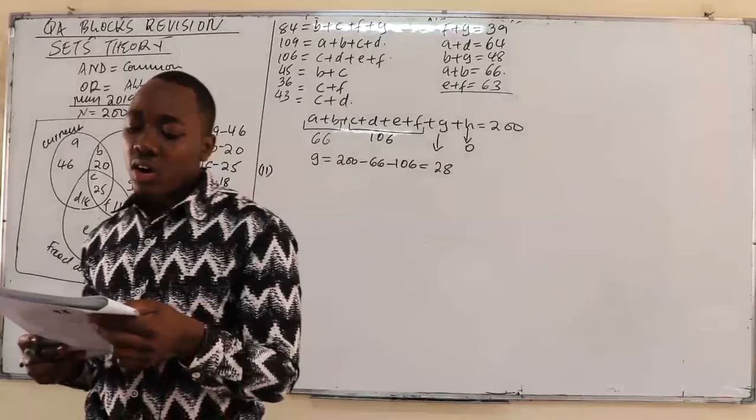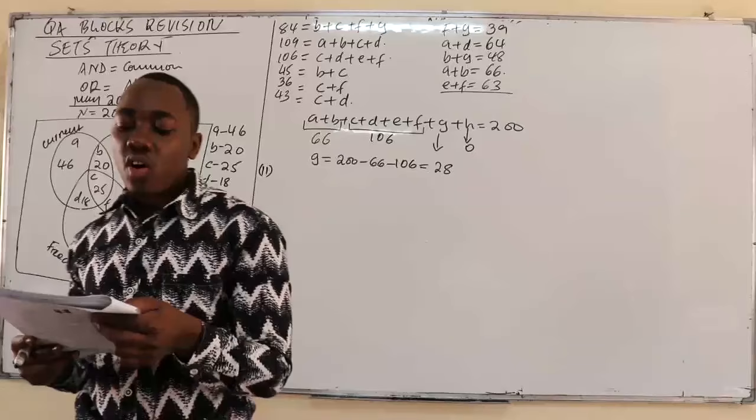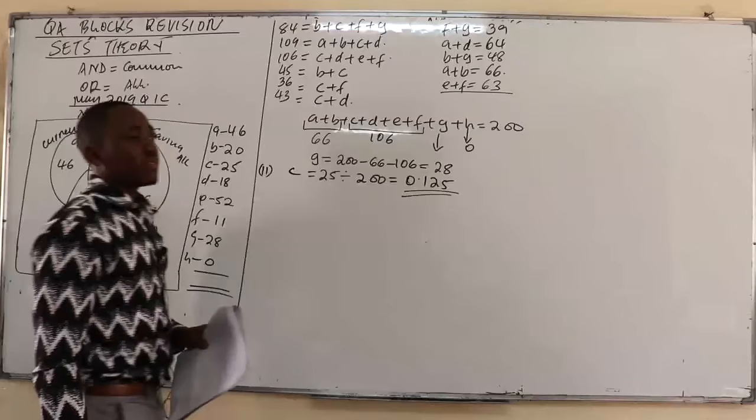So you take 25, you divide by 200. 25 divided by 200, you get a probability of 0.125 or 12.5%. Yeah, that's C. C is the only one operating all the 3 types of account.